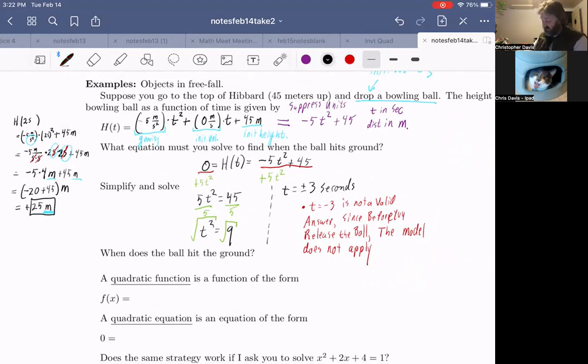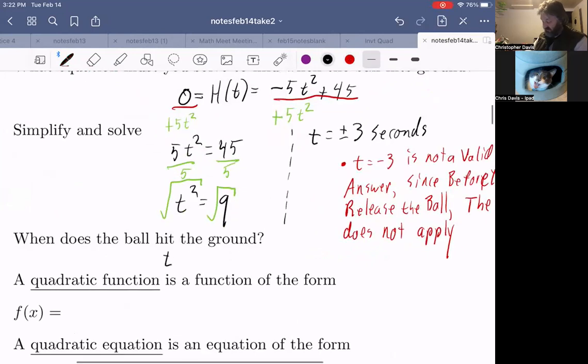So when does the ball hit the ground? The ball hits the ground at t equals 3 seconds. And maybe I'll even finish off with more words after you drop it.